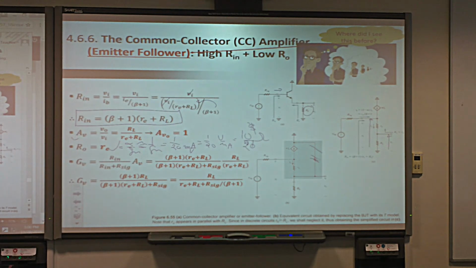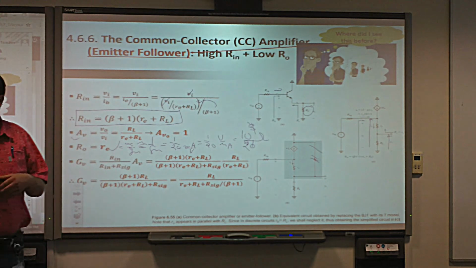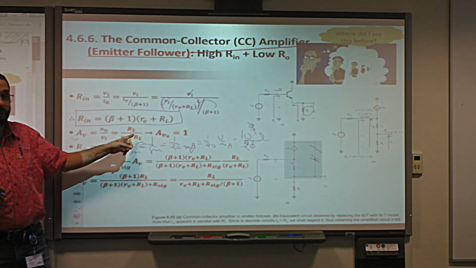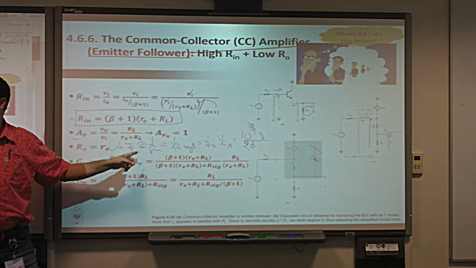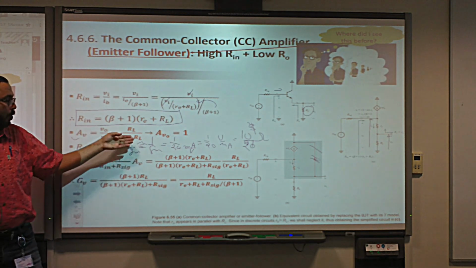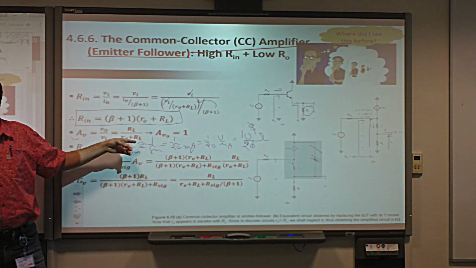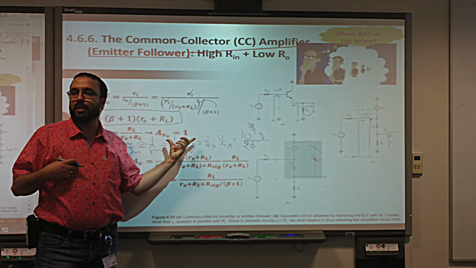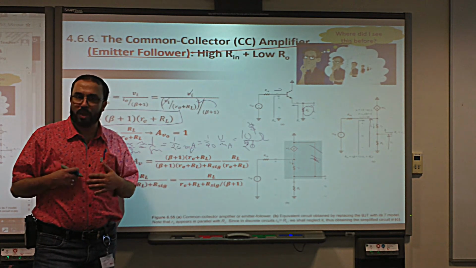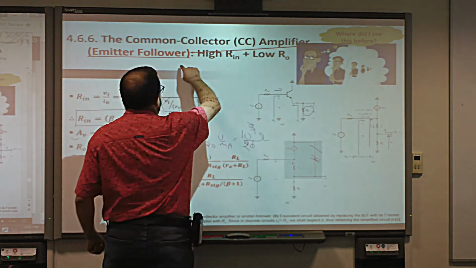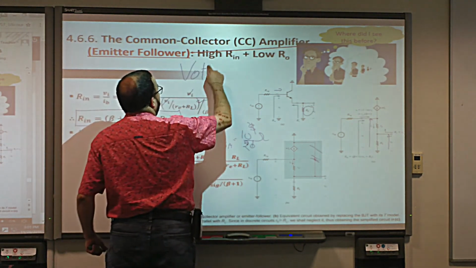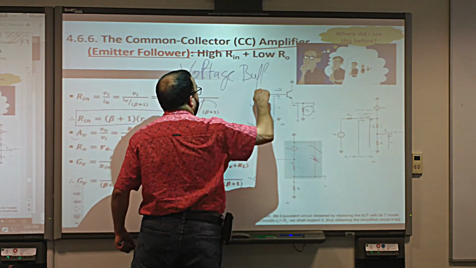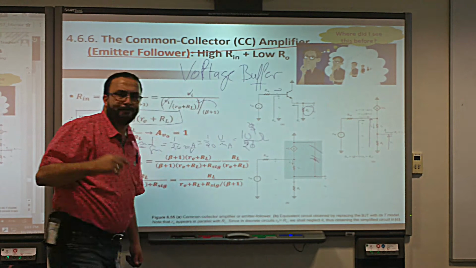We're good. Now, to know the open circuit voltage gain, what do we do? We make RL go to infinity. And when RL goes to infinity, this ratio goes to 1. Because we can neglect this, and this over this is equal to 1. That's it. So the open circuit voltage gain is a unity gain, equal to 1. Therefore, this is a voltage buffer.